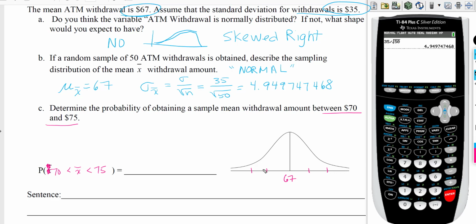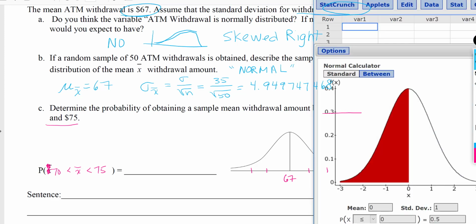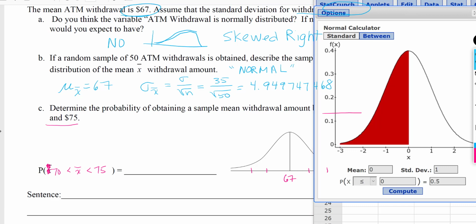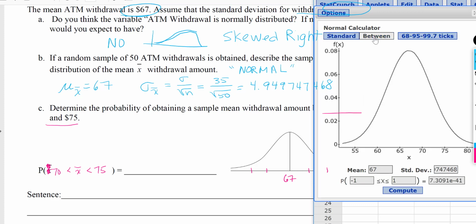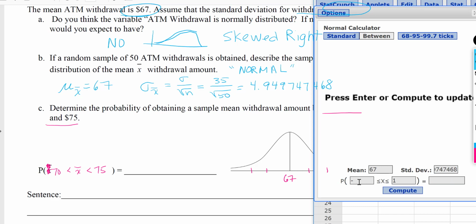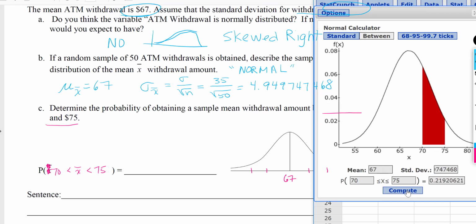Let's use StatCrunch to calculate the probability. In StatCrunch, we're going to have to change the mean to our new mean, which is $67. And our standard deviation we're going to change to be 4.94, that whole standard deviation there. And also it's going to be between, so I'm going to make sure I hit the between button. And it's going to be between $70 and $75. Hit compute. And there we go. It calculates that for us.